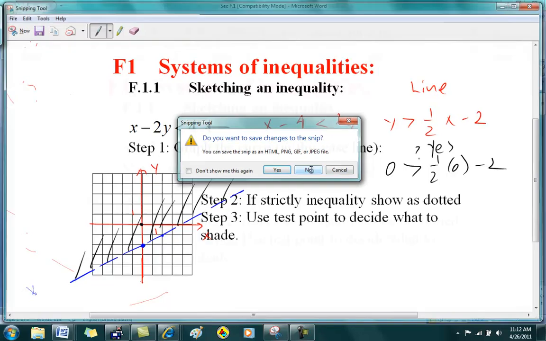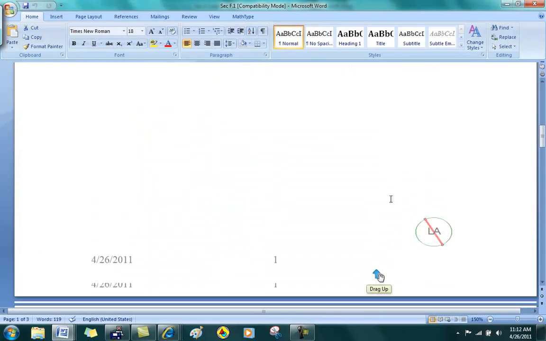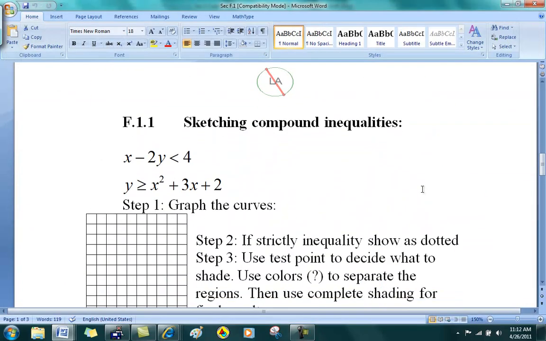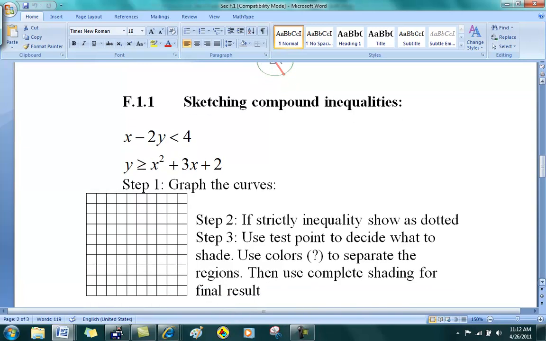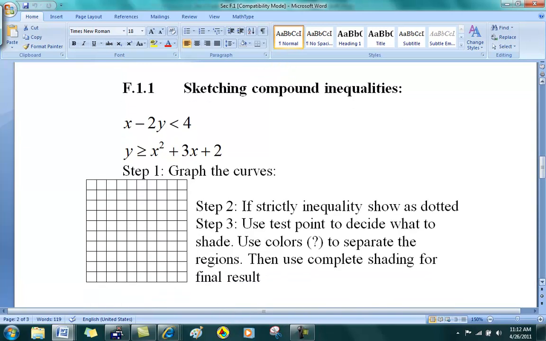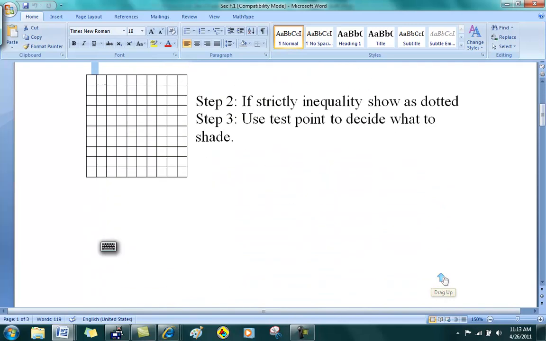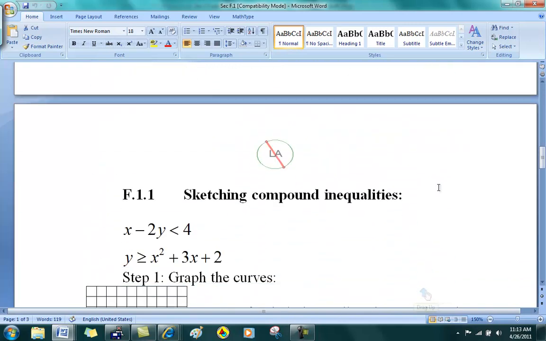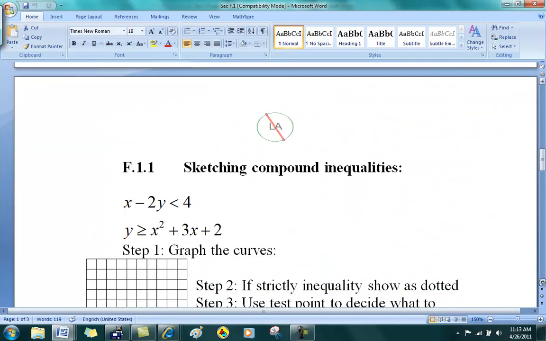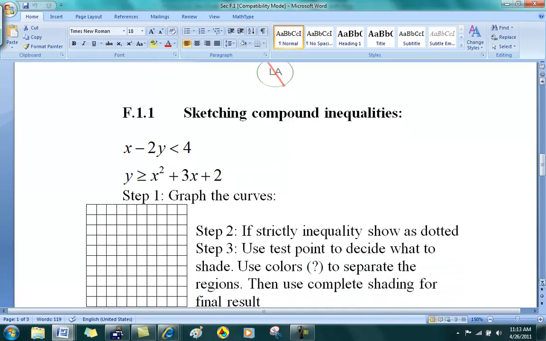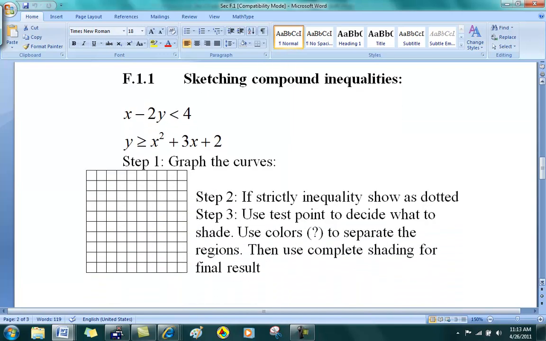All right. Next example. Here are compound inequalities, which means that there are 2 of them. I'm going to pause here for a minute and try to fix my pen. Okay, I believe the first one is the same one that we had earlier: x minus 2y is less than 4. This is the same one.